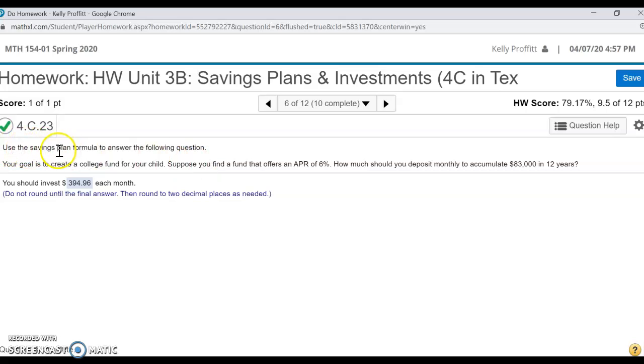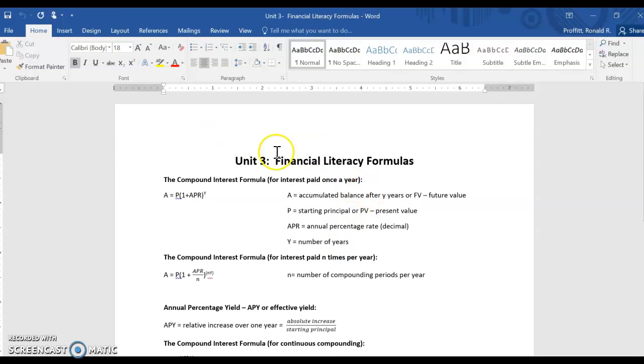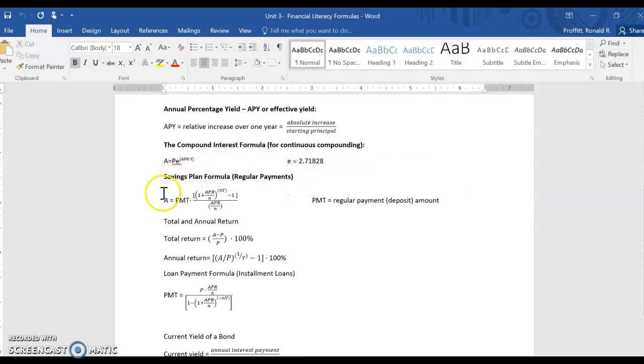Now look at the top. It says use the savings plan formula to answer this question. I'm going to show you the formula and I'm also going to show you how to type this in Excel. If you go to your formula sheet that you have on Canvas for Unit 3, we're going to be using the savings plan formula, this one here. This is the one.